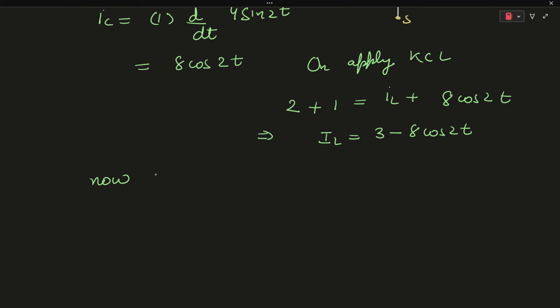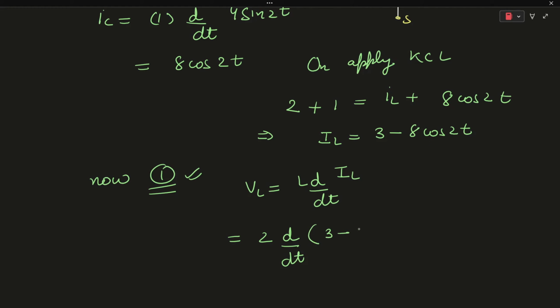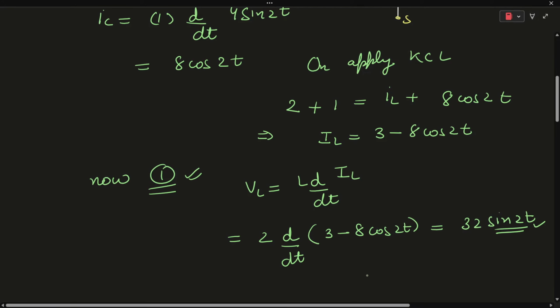Using the first equation, we can clearly see that VL will be equal to L d/dt of IL. The value of the inductor is 2 Henry. So 2 times d/dt of 3 minus 8 cos 2t, which on solving gives 32 sine 2t. So the value of the voltage across the inductor is equal to 32 sine 2t volts.